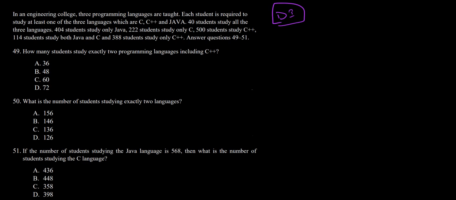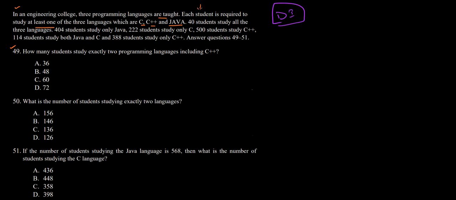In this part we are going to solve questions starting from 49, where we have solved the previous questions in our previous videos. So here we have a passage before the question. So let us go through this. In an engineering college, 3 programming languages are taught. Each student is required to study at least one of these 3 languages, which are C, C++, and Java. Okay, so in a college there are 3 programming languages. Those are C, C++, and Java, and each student is required to study at least one of these 3 languages.